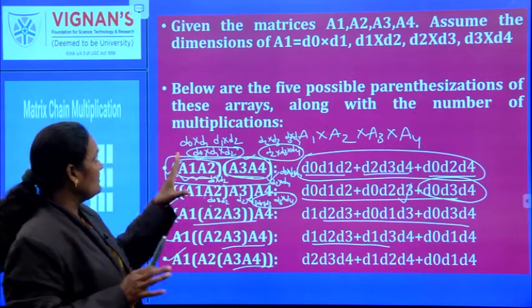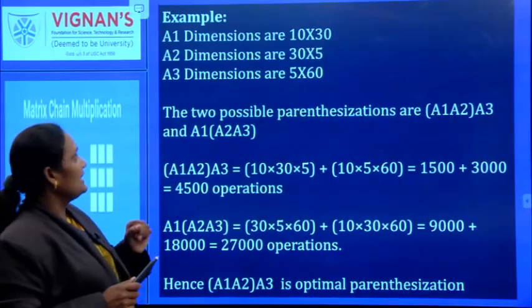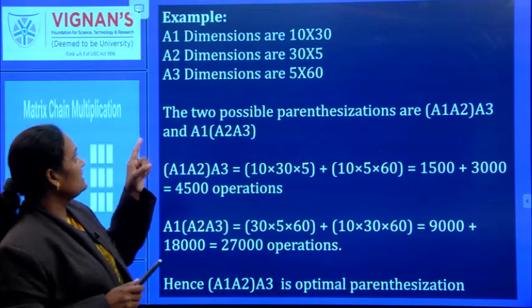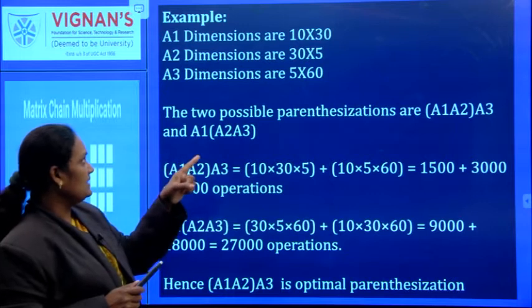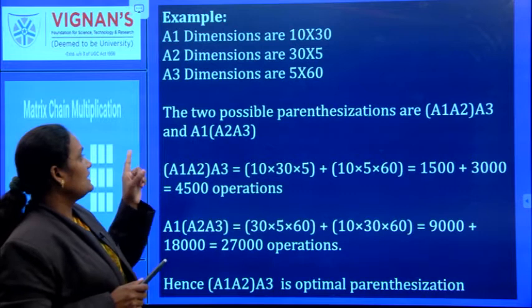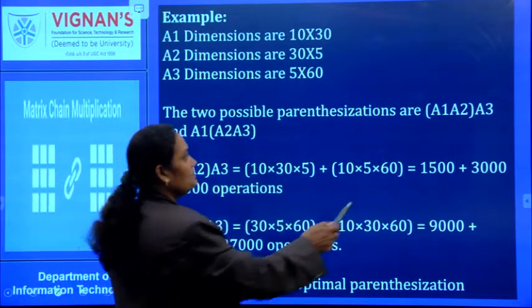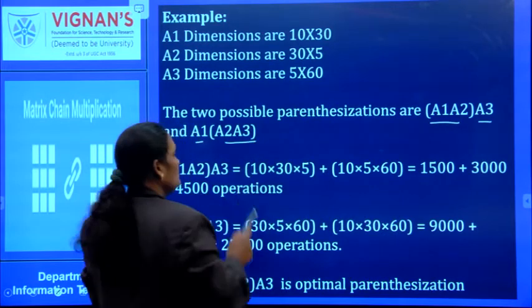To give you clarity on this, I have given an example. Let us see the example. Here A1 dimensions are 10 by 30, A2 dimensions are 30 by 5, A3 dimensions are 5 by 60. Now the two possible parenthesizations are (A1 into A2) into A3 and A1 into (A2 into A3).